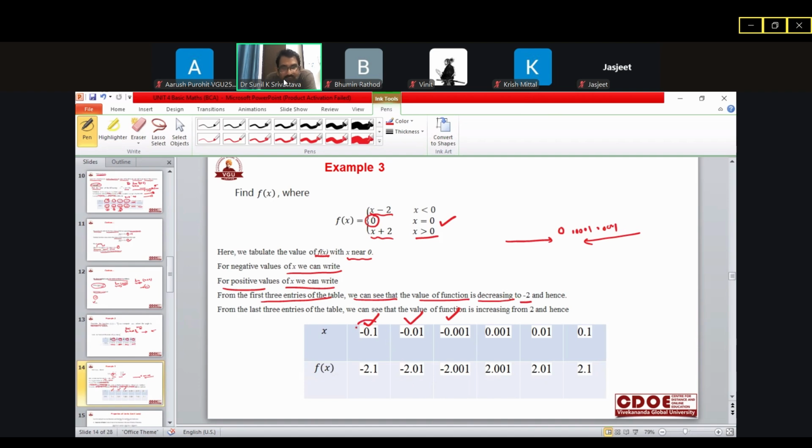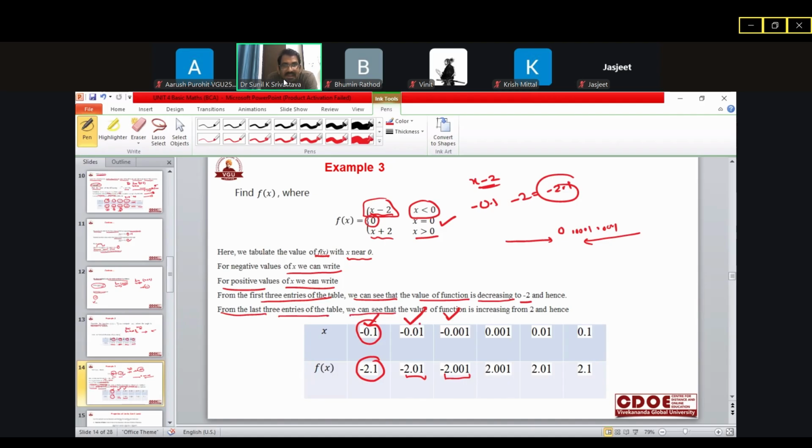When x is equal to minus 0.1, the answer is minus 2.1, because when x is negative, the value of the function is defined by x minus 2. So we take the negative value minus 0.1 and minus 2, which gives minus 2.1. We take another value of x, minus 0.01. In that case, the value of the function is also given by the expression x minus 2, that is minus 2.01. We take another value, minus 0.001, and we also have the value minus 2.001.